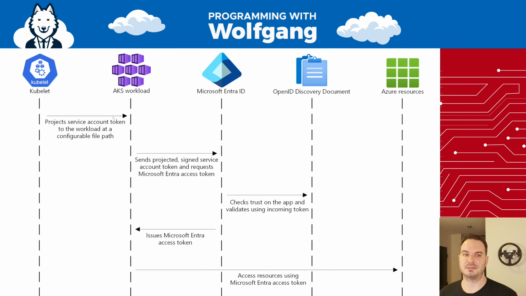And also the text. For example, if you read the text over here, it says the kubelet projects a service account token to the workload at a configurable file path. If you have never used it, it sounds very confusing. But in the end, it's quite simple.